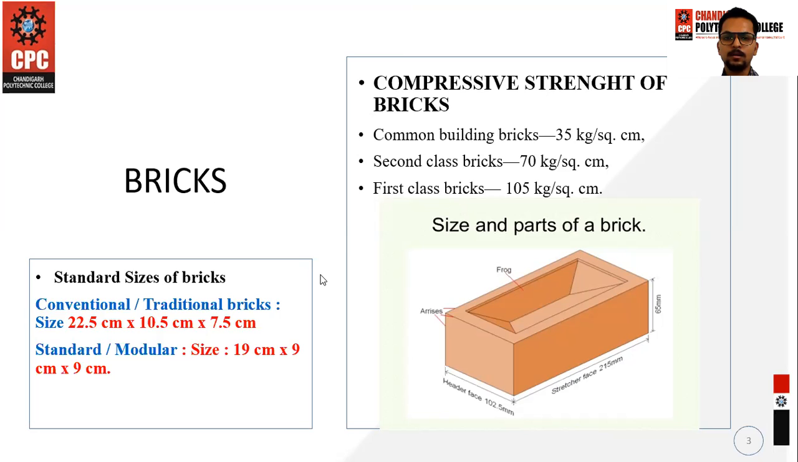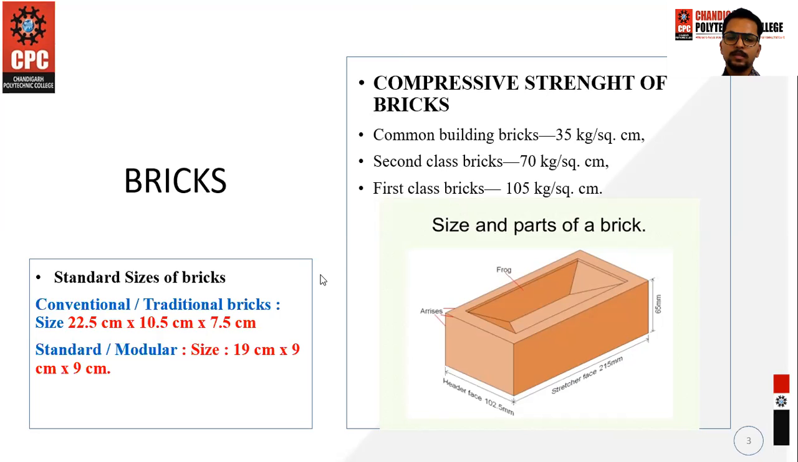We will discuss further how they are classified into various classes, like first, second, third, and fourth. Initially, there is the compressive strength of bricks. The first class brick is the most important classification, and its strength should be 105 kg per centimeter square.